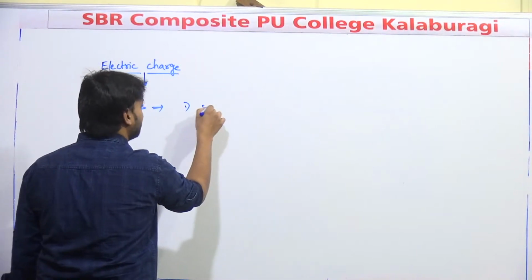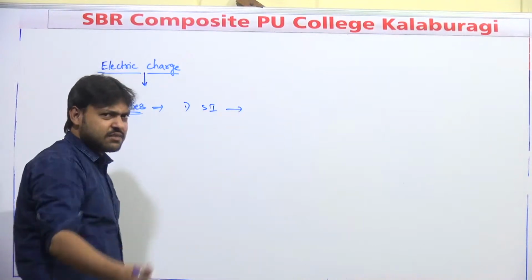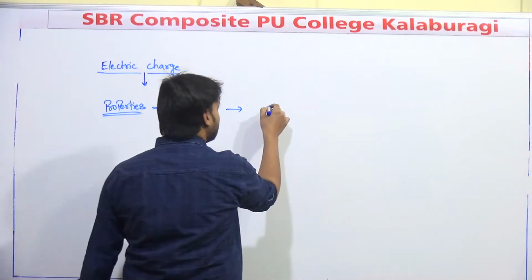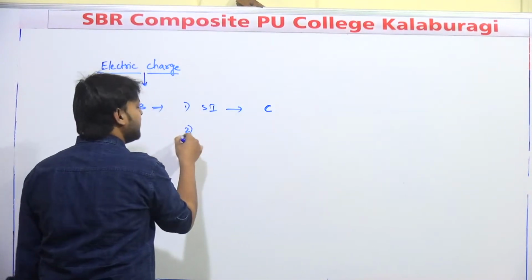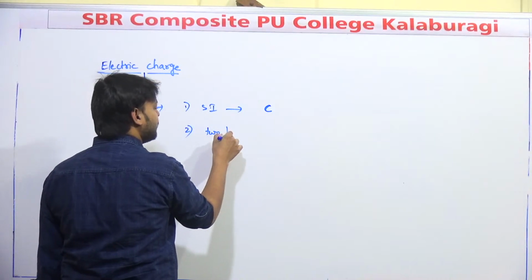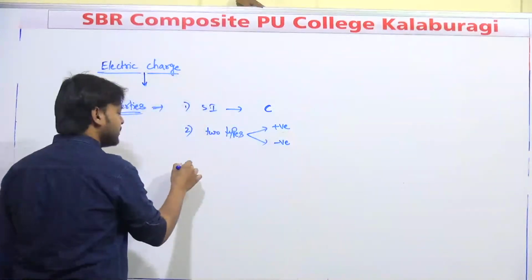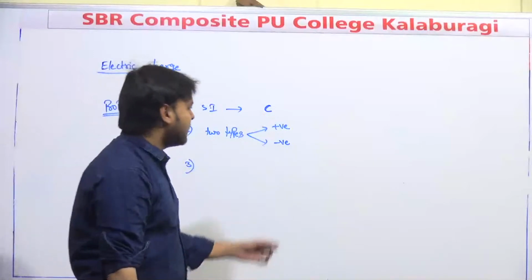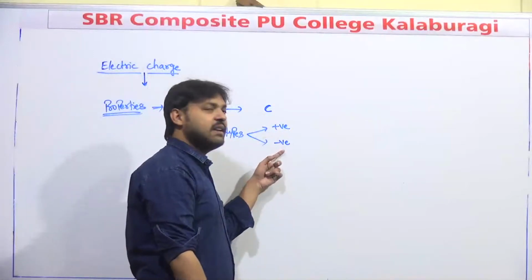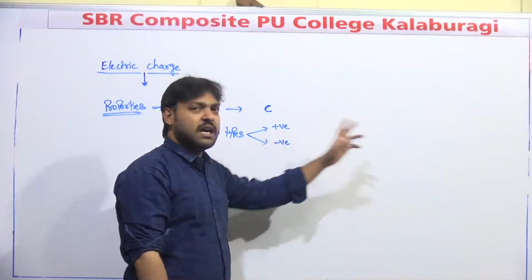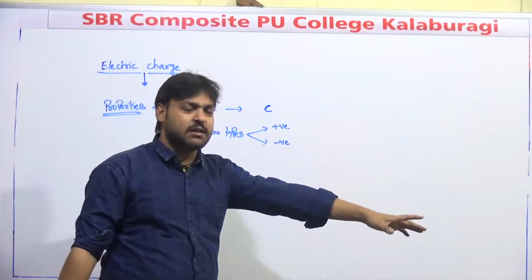Okay, so now the first property. What is the SI unit of charge? We'll go a little fast, we know all these things, right? It is nothing but the Coulomb. Two types of charges will be there, yes or no? Two types of charges, that is positive charges and negative charges, right? A positive charged body we call, or a negative charged body we call.